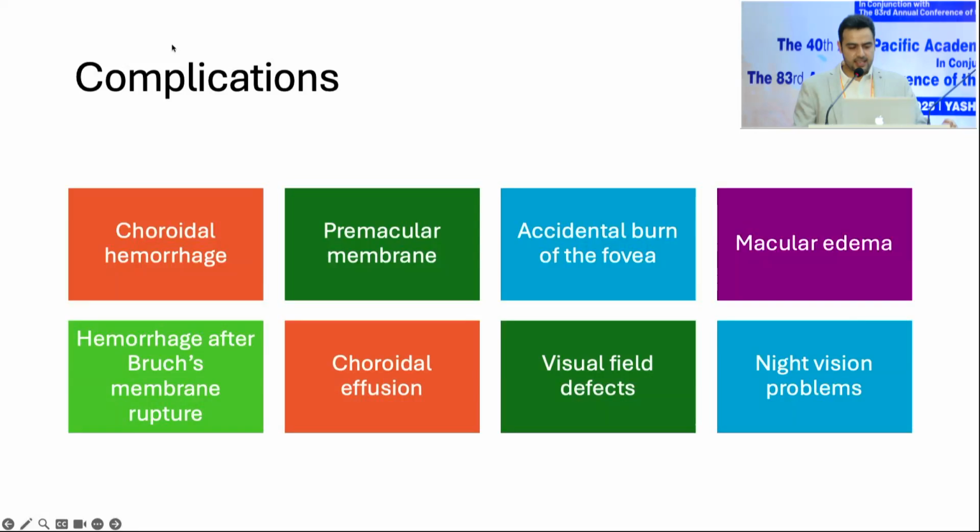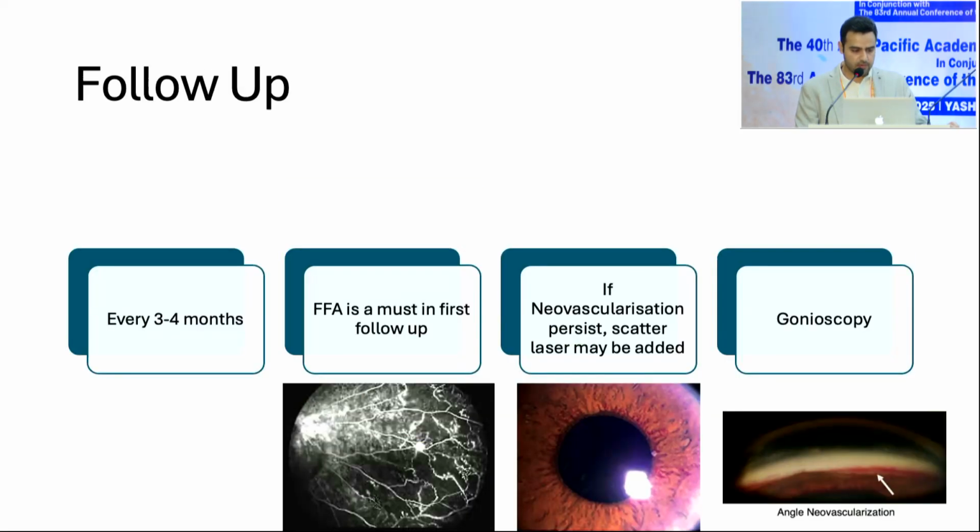The complications that can occur are usually choroidal hemorrhage, and a premacular membrane can develop, which is an epiretinal membrane. In the long-term sequelae, there can be an accidental burn to the fovea. In cases where extensive laser is done, macular edema can develop. If a very high power of laser is given, there can be chances of hemorrhage after Bruch's membrane rupture. Extensive laser can also cause choroidal effusion in lots of cases, and visual field defects are one of the problems, and also night vision problems.